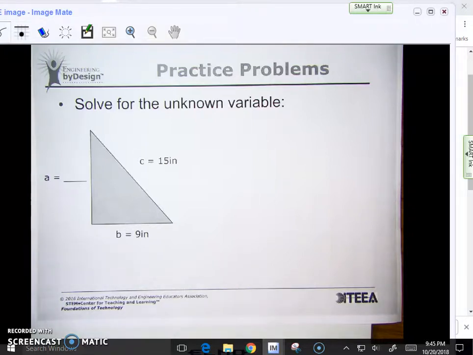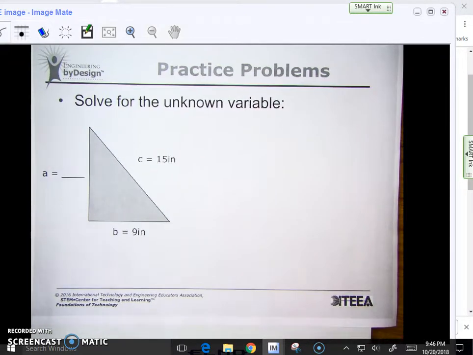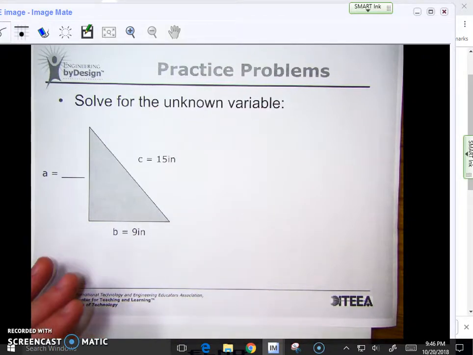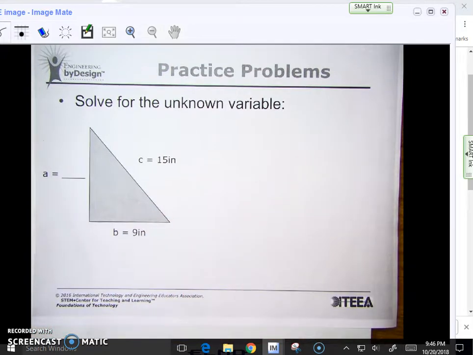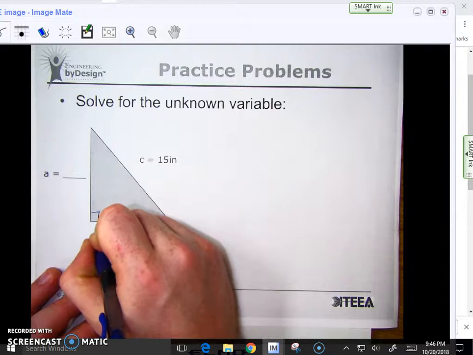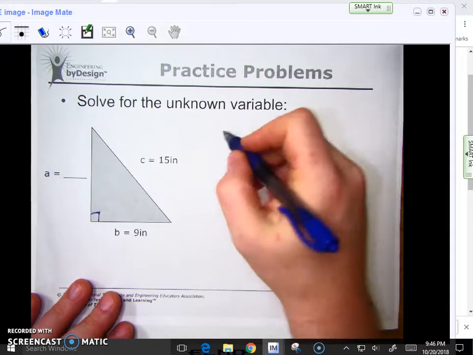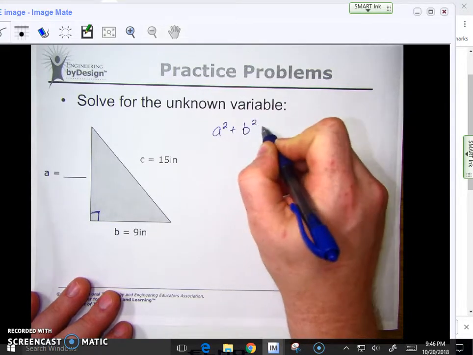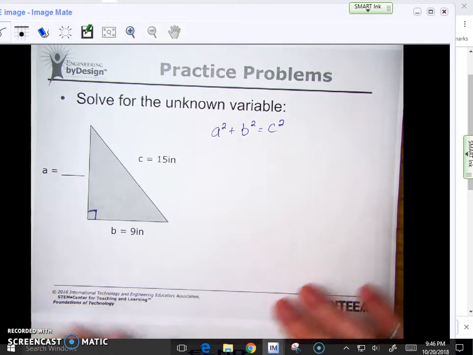Hey guys, I just wanted to walk you through a few problems solving the problems with the Pythagorean theorem, because I know it's maybe a little new to some folks who haven't worked with this type of problem before. Pythagorean theorem is for solving problems with right triangles. Right triangles have a right angle, obviously, and so the formula looks something like this: a squared plus b squared equals c squared.